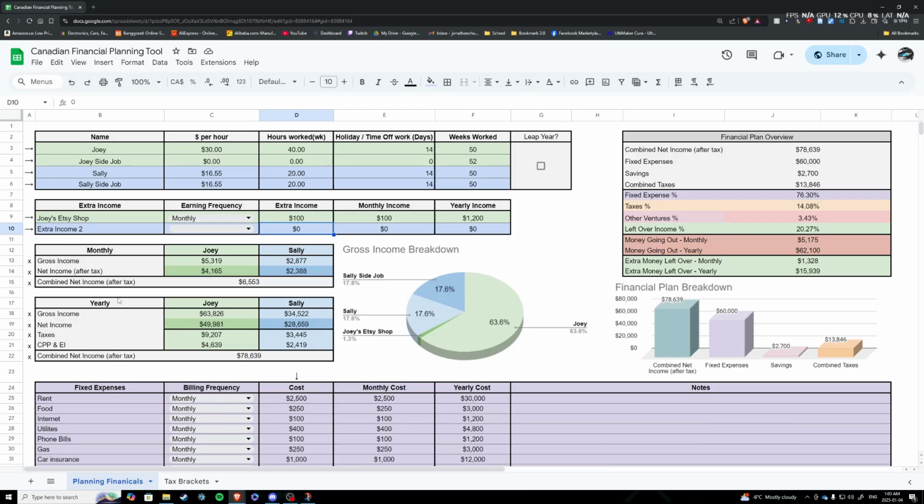Next we have this section here. We have the yearly and the monthly. So we're going to be focusing on the yearly because it has a little bit more information. Monthly is basically the same. It's just your gross net income and then your combined net income.